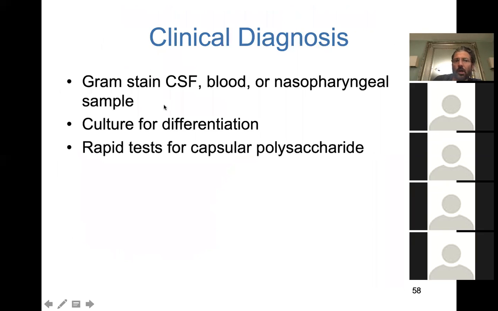All right. So we're going to gram stain the cerebrospinal fluid. You're going to do a lumbar puncture below the spinal cord. All right. So some books will say L3, L4, L2, somewhere lower. All right. And it's going to be in the blood. Nasopharyngeal sample. They're going to swab that. Culture for differentiation. All right. And then really we're going to do rapid tests. We're going to do an immunoglobulin test immediately. They'll know what's going on.